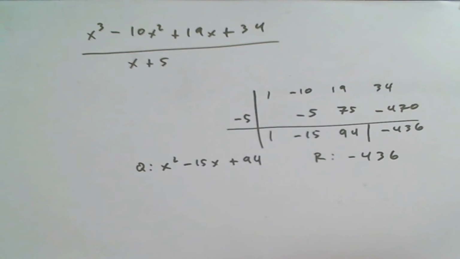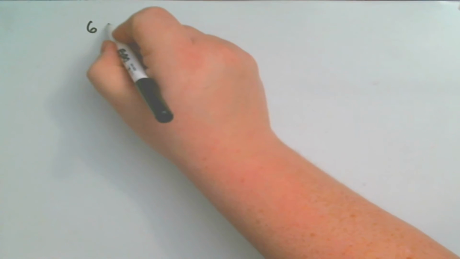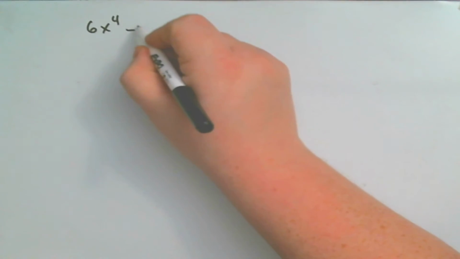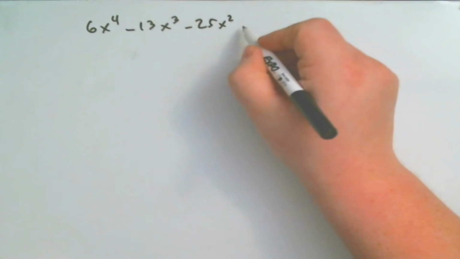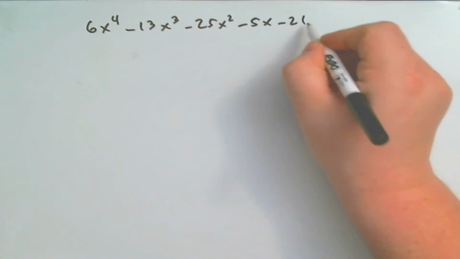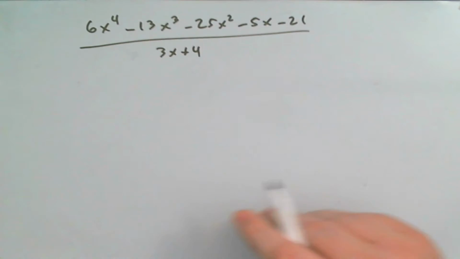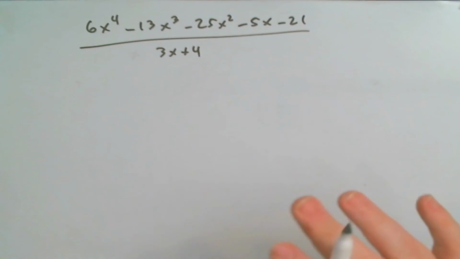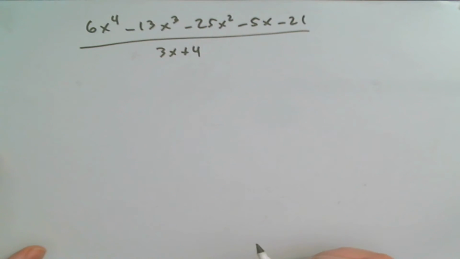All right, now suppose we don't have a monic linear polynomial. What happens then? So we're going to describe how we do this with a non-monic linear polynomial. Consider the example 6x to the 4th minus 13x cubed minus 25x squared minus 5x minus 21. We're going to divide that by 3x plus 4. The tableau is set up very much the same way. We're just going to have an additional row to it.